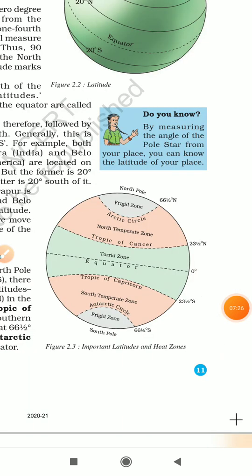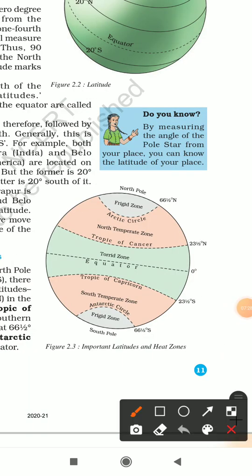So, the areas which are green in color, this is the torrid zone which receives maximum heat in the earth. The orange portions, these two, are temperate zones. The temperature here is moderate, not very high, not very low. And these gray portions are frigid zones, which are very, very cold.